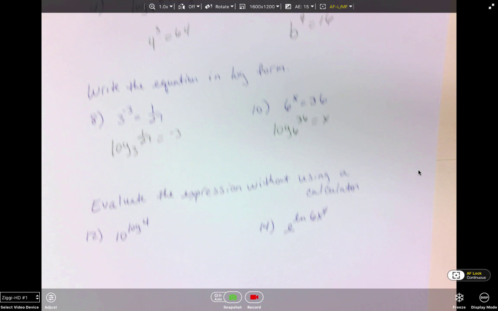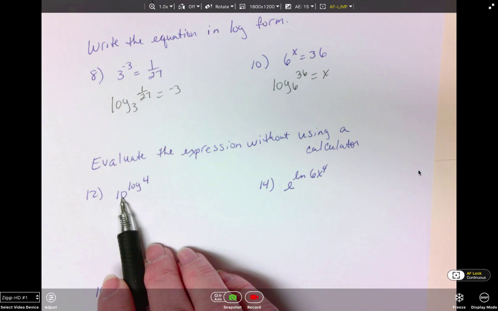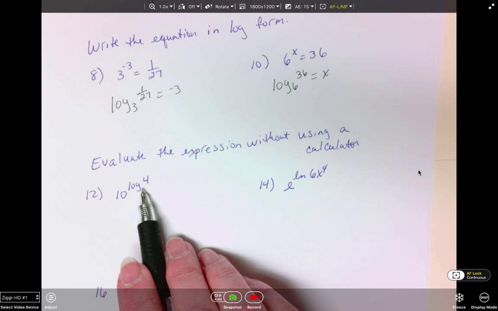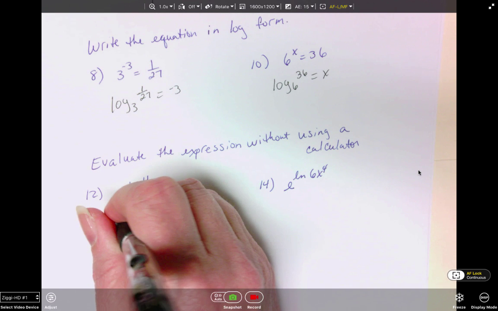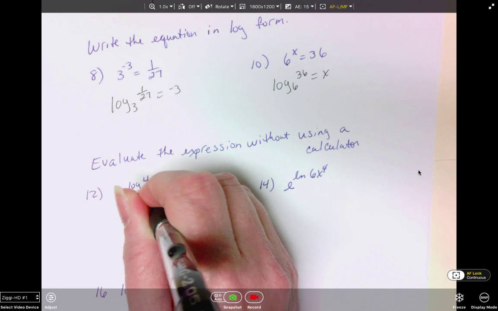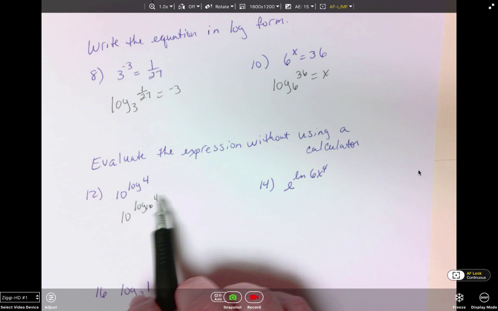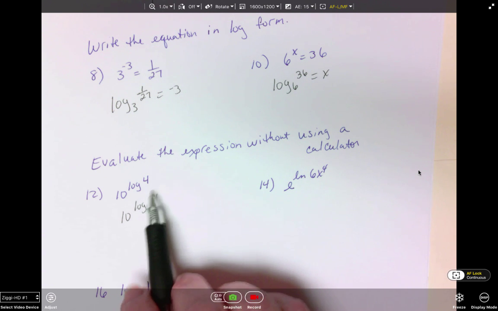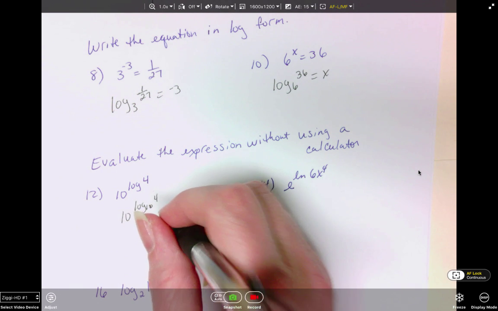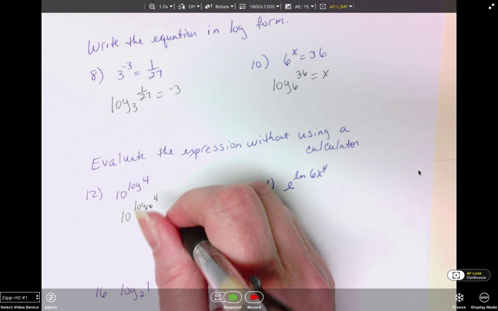All right, now if we want to look at evaluating the expression without using a calculator, we have to remember that when we don't see a base, our base is 10. So if we have 10 to the log base 10 of 4, using our log properties, we realize that it's just our value of 4. So this will just equal 4.